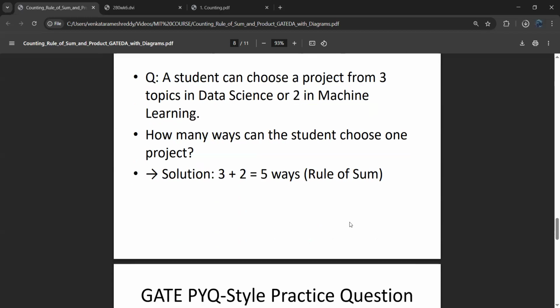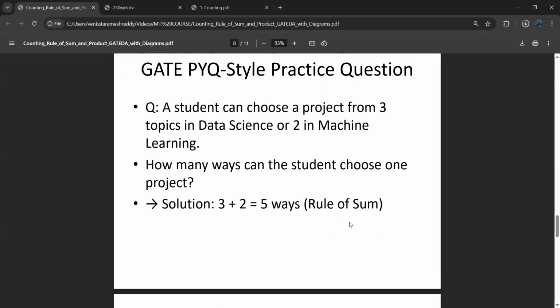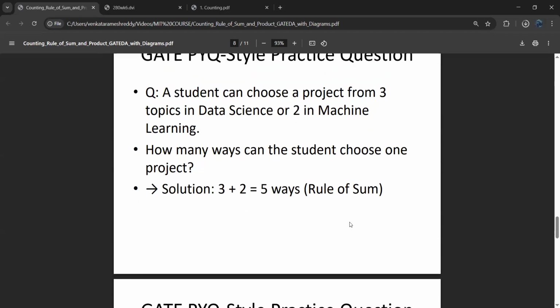So see one practice question. A student can choose a project from three topics in data science or two in machine learning. How many ways can the student choose one project? Here there is a student who has an option to take three topics in data science or two topics in machine learning. He can take a topic in data science or he can take a topic in machine learning, but he cannot take both. So this is the rule of sum principle.